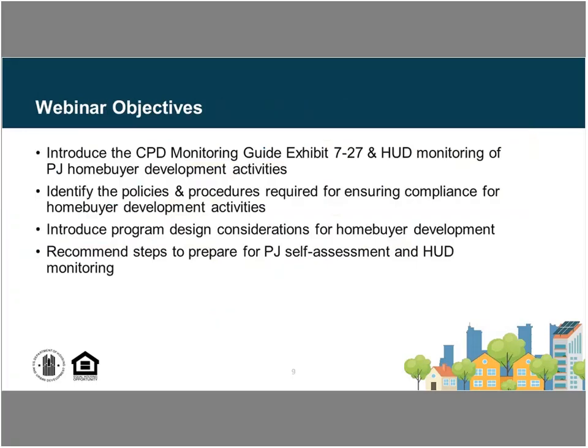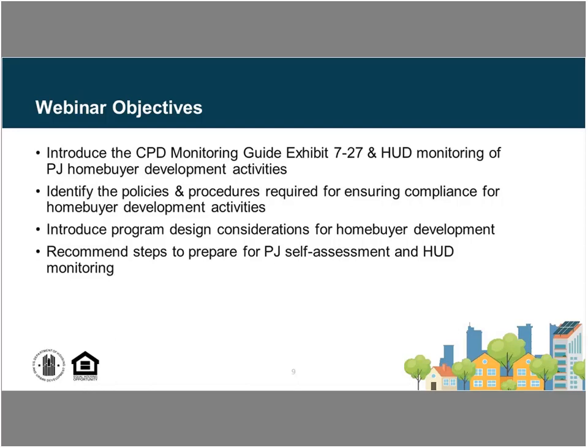I know it's a lot to go through, and I also recognize that it's not possible for us to go into all the regulatory details. This webinar is really about introducing you to the monitoring exhibits that HUD staff use to monitor your programs, and to talk to you about how you can do a better job of monitoring your own programs.